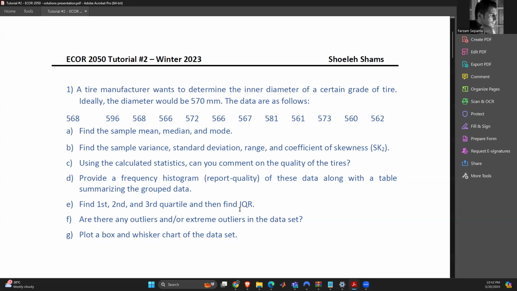Provide a frequency histogram. Report quality of these data along with a table summarizing the group data. Find first, second, and third quartile, and then find IQR. Are there any outliers or extreme outliers in the data set? Plot a box and whisker chart of the data set.